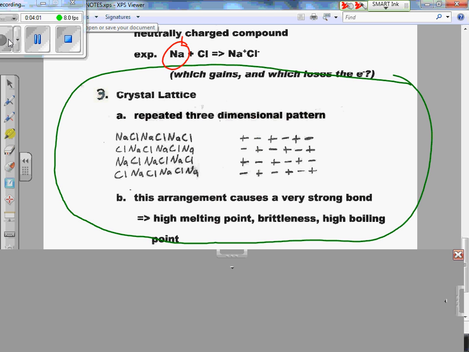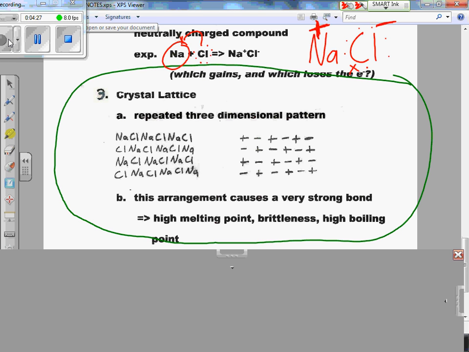So what happens then, for instance, to refresh your memory from yesterday, we know sodium is going to lose one electron to the chlorine and add to the chlorine's electrons. So then we get a sodium with the plus side, a chlorine with the negative side, that has an extra electron. And because of that, the sodium is attracted to the chlorine because they're opposite charges. That's a fundamental law of electricity.